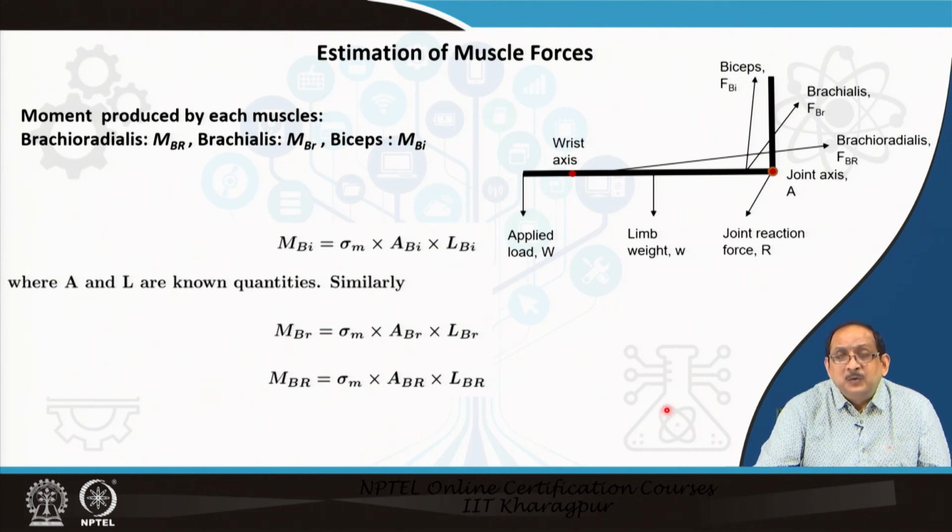So, we now estimate the moments produced by each muscle. The moment produced by each muscle, as I discussed earlier, is the stress in the muscle multiplied by the corresponding physiological cross-sectional area of the muscle multiplied by the moment arm of the muscle. So, for each muscle we can write individually the following expressions.